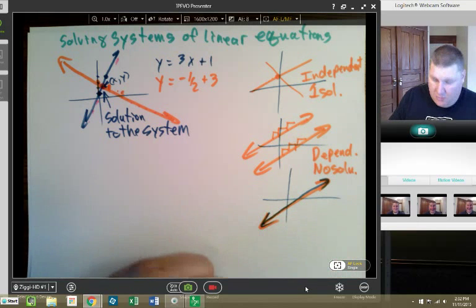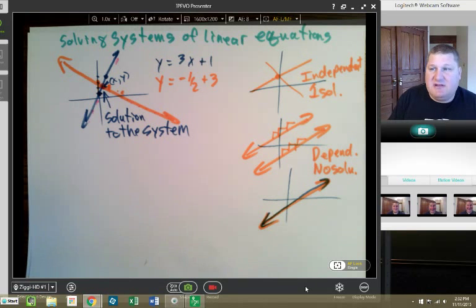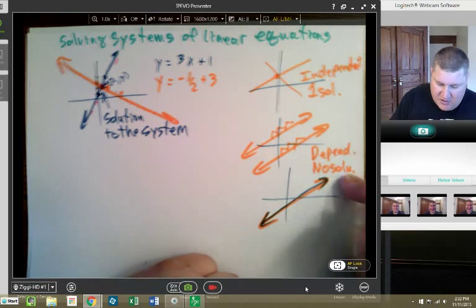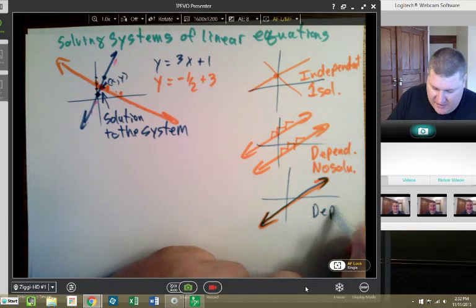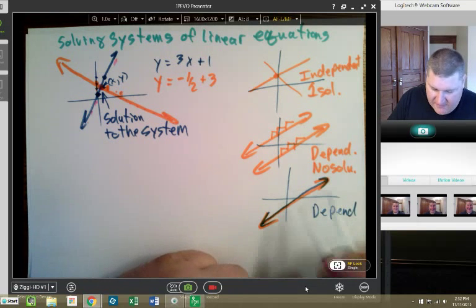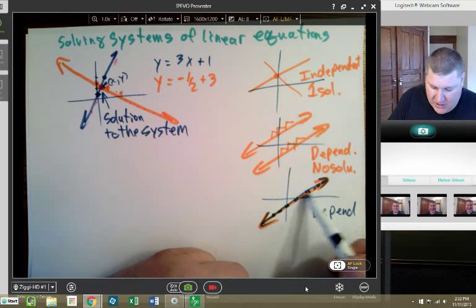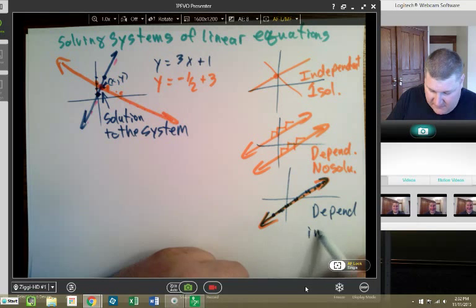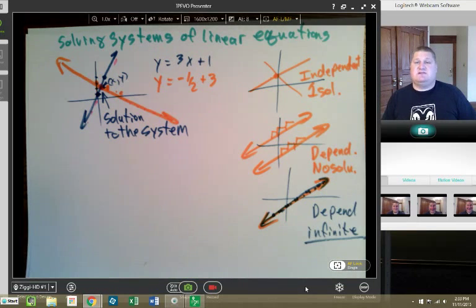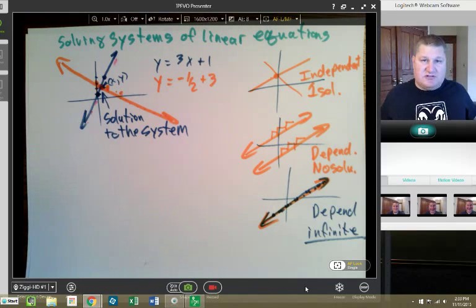The final situation where we could have two lines put together actually looks like just one line, because I can take an orange line and put a black line right on top of it. That's two different lines, but they really just look like one line because we put one right on top of the other. So we have independent, one solution; dependent, no solution; and we have dependent, and in this case, every point on the black line is also on the orange line, and so we have an infinite set of solutions. An infinite set of solutions means there's infinitely many. There is no limit to how many solutions there are.